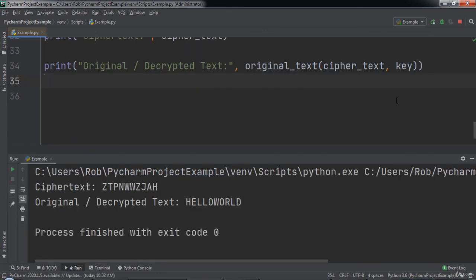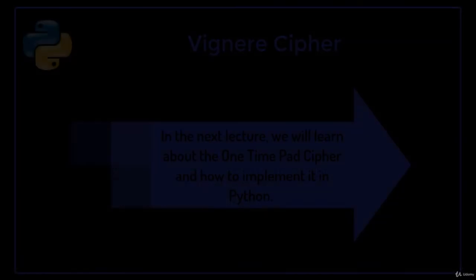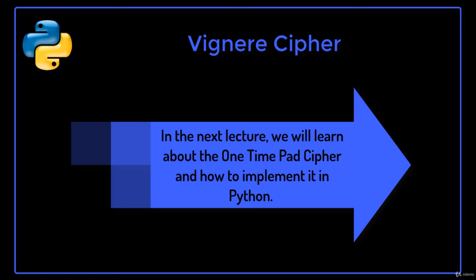When we run the code, you will notice that the encrypted message was printed out and then properly decrypted back into the original message, hello world. Great job! You just learned how to implement the Vigenère cipher using Python code. In the next lecture, we will learn about the one-time pad cipher and how to implement it in Python.